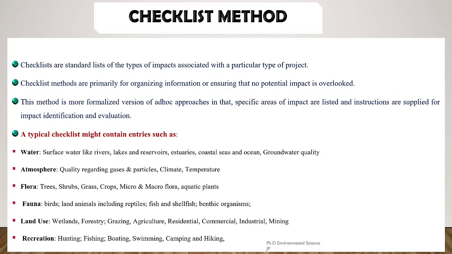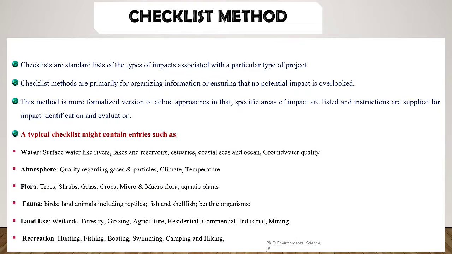A typical checklist for an EIA might include entries such as water. In case of water, there are two water sources: surface water sources and groundwater sources. So how the project which will be set up will have impact on the surface water sources like rivers, lakes, reservoirs and all, and how it will change the groundwater quality.